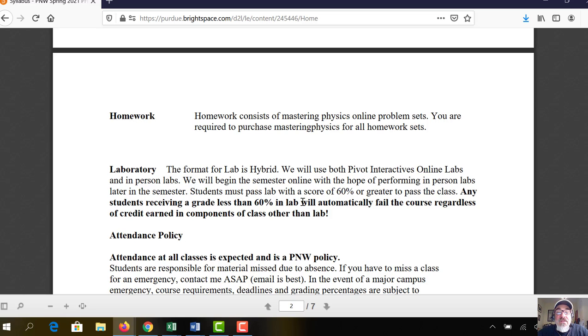A big point here, though, is you must pass the lab with a grade of 60% or greater. So you have to pass the lab. If you don't do any labs and you get an A in everything else, you're still going to get an F in the class. You have to pass the labs. So is it hard to pass the labs? Not really. As long as you do the labs, you should pass the labs. So don't miss any labs.